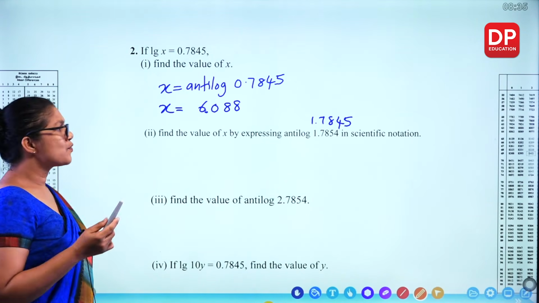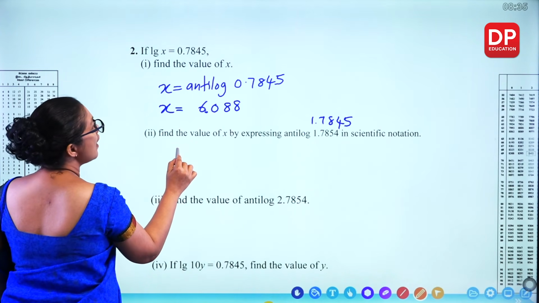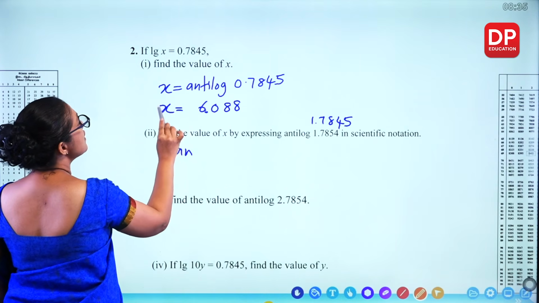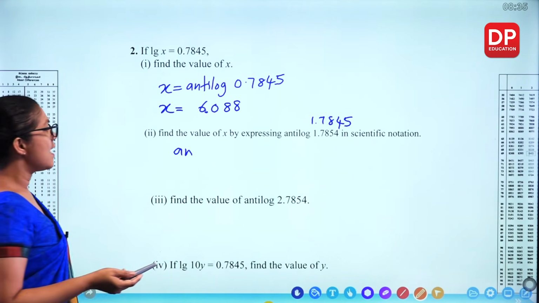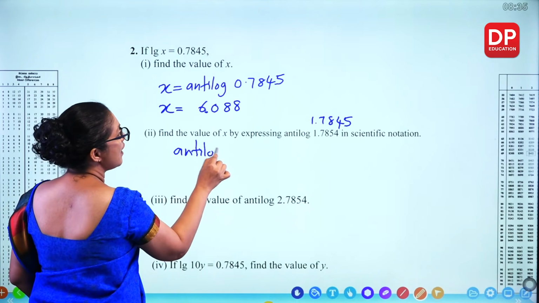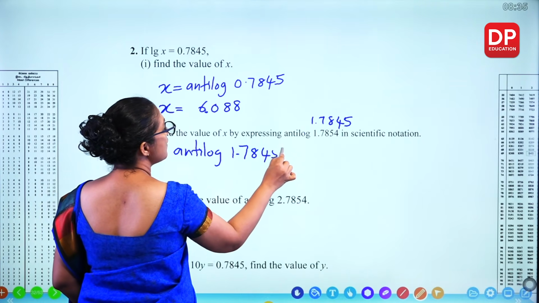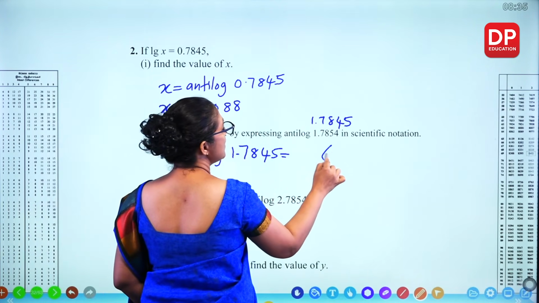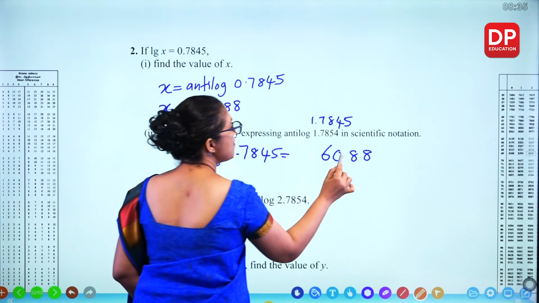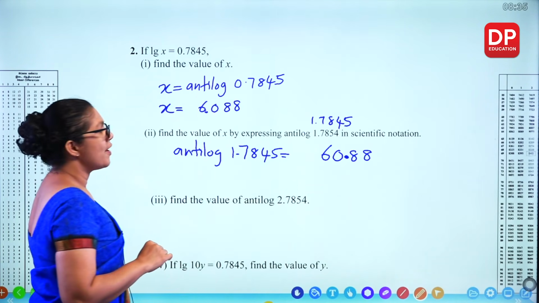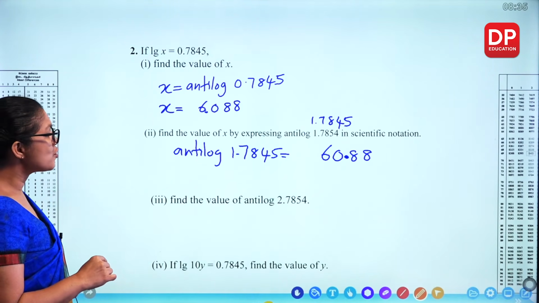Now the characteristic is 1. We found out now antilog of this one is 6.088. Same mantissa. You can write down antilog of 1.7845 is, when you refer the table, you get the same value, but the characteristic is different. That means the answer is 60.88. The next one, find the value of antilog of 2.7845.